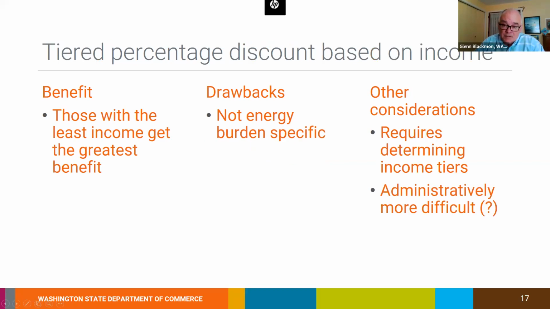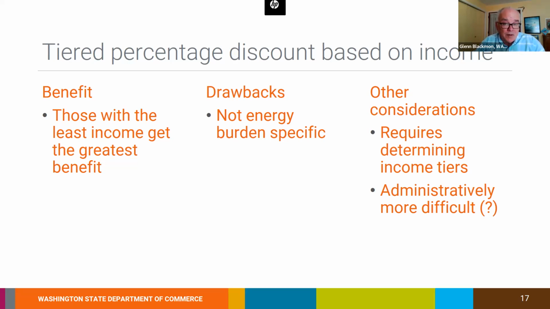So I'll do this one, and as you'll see, we're layering on more elements to try to target the benefit, but of course, in doing that, we're adding to some of the complication of actually administering it. So this version, it's still a percentage discount. It still has an income test to it. You don't get any benefit if you're not low income, but within the group of people who are determined to be eligible based on income, the percentage discount could be greater for those who have lower income.